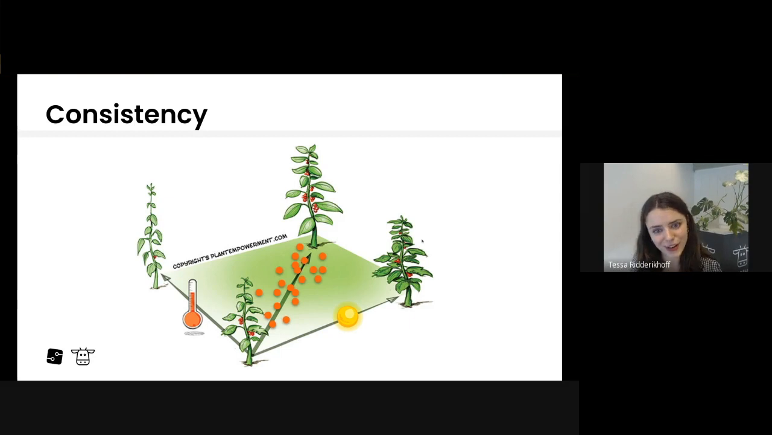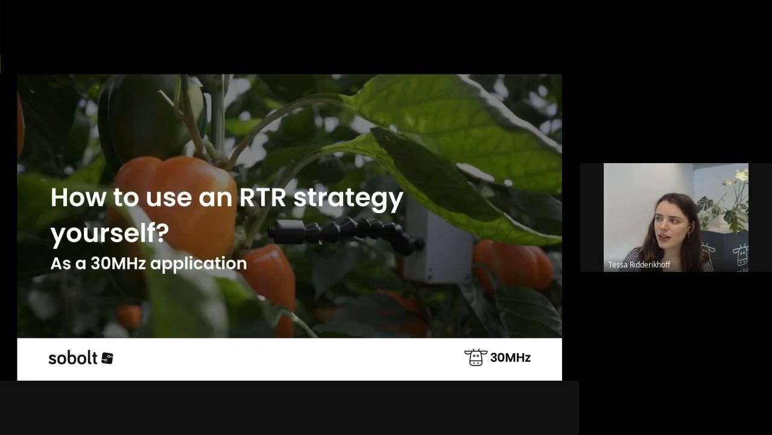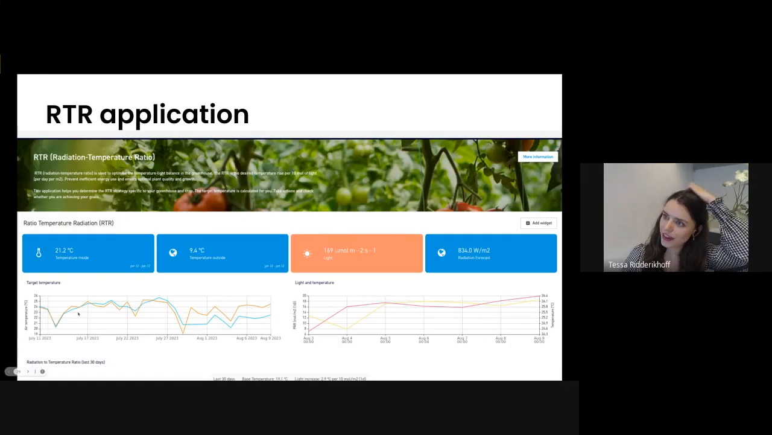This also on average follows the same strategy, but there's a lot less variation between the days. So this will lead to a very constant root growth development and therefore larger, stronger plants that are a lot more resilient. We're going to take a look at how to use an RTR strategy application for yourself. We'll go to the application.